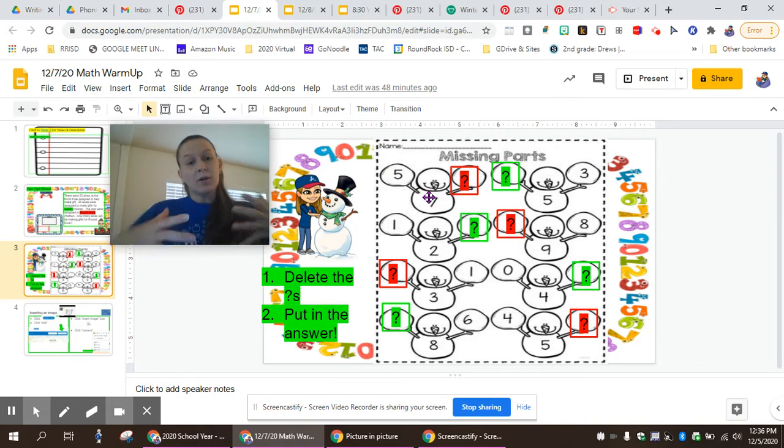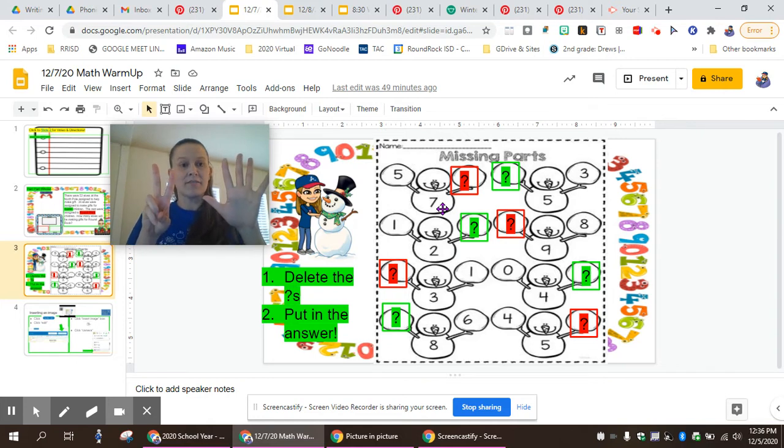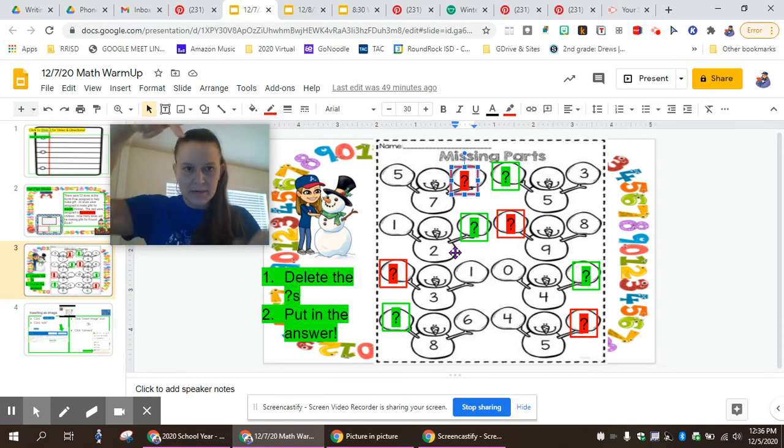Okay, so you've got the whole in the belly of the snowman today, and then he's holding the two parts. Okay, so I have 7. I can take away a part to find his other part. So 7, take away the 5, 1, 2, 3, 4, 5, is 2 left over. So I'm going to click on behind my question mark. I'm going to backspace it, of course, and put 2, and then move right on.